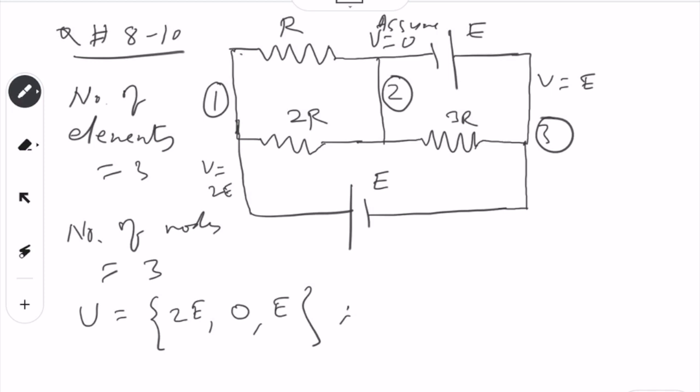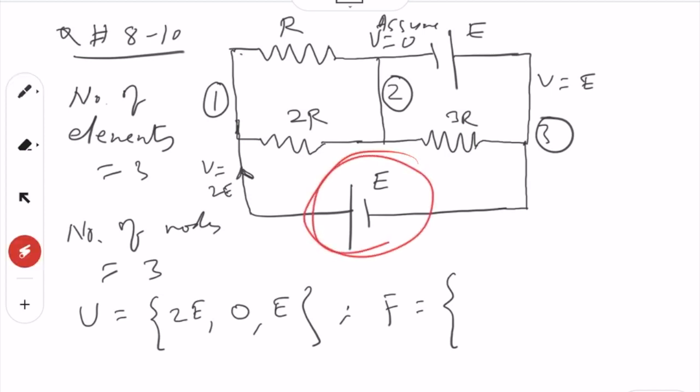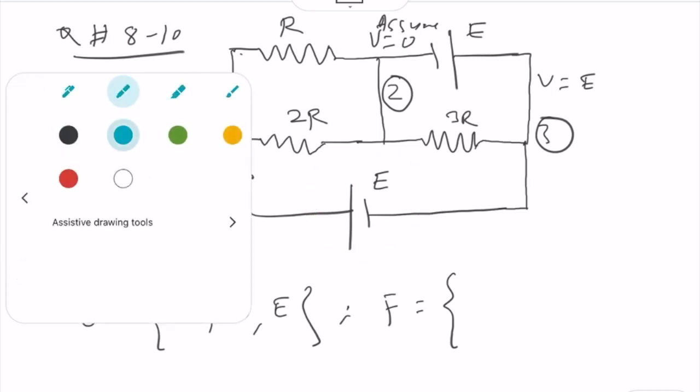Okay. Now, F, what is F? Do we know F? F basically tells you what is coming to node 1. Coming from what? Coming from the external cell. So, the cell is external to the circuit. Okay. So, your circuit is basically equivalent to something like this.